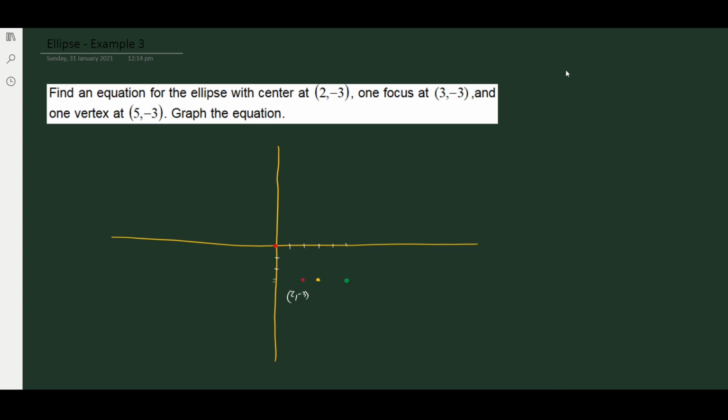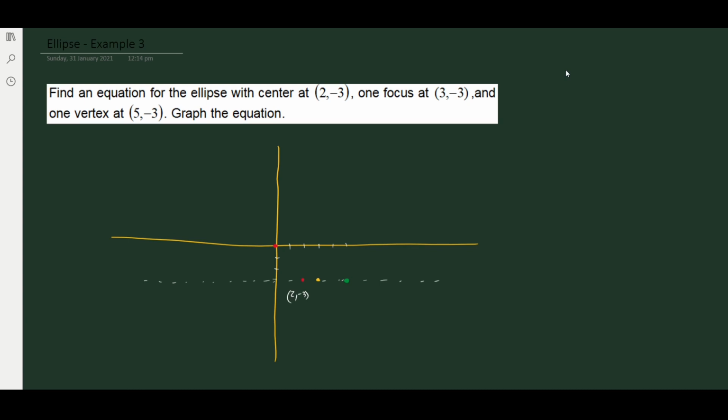Since our center and our focus lie on the line y is equal to -3, let's draw it out using a dashed line. As you can see here, we can say that our major axis lies on this line also, right? Because it connects the vertex and the focus.